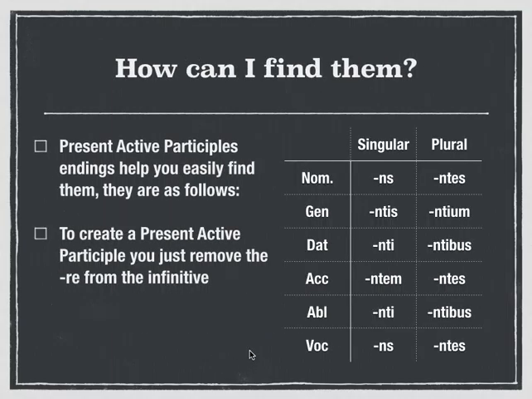So how can you find them? Obviously, when you see a sentence, you want to know where the present active participle is in the sentence. So the endings can help you easily find it, and I think that's the best way to find the present active participle. So here are the endings shown here, and the way to create a present active participle is to remove the RE from the infinitive of the verb. It's really simple. Just remove the RE and then add those endings.